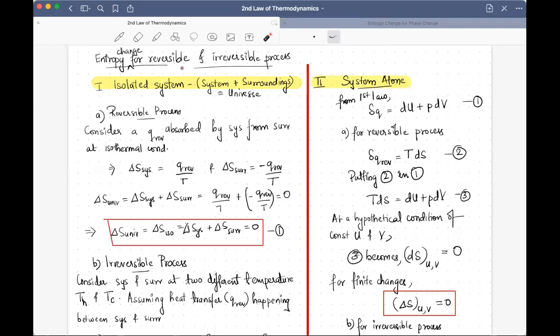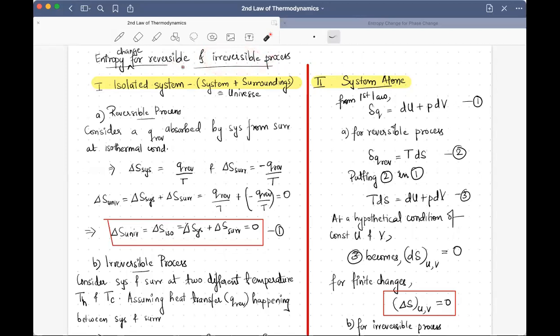In this video, we are going to talk about the entropy change for a reversible and an irreversible process. We tried to define what an irreversible process and a reversible process are in the previous videos, and we also know what we mean by an irreversible process. All the natural processes are referred to as irreversible processes.